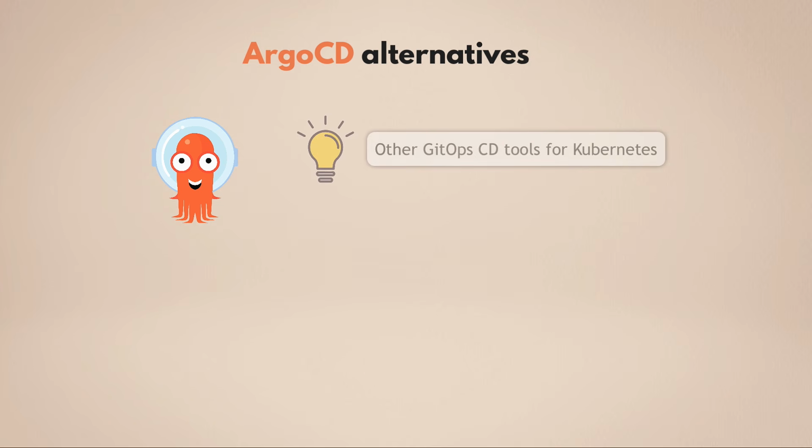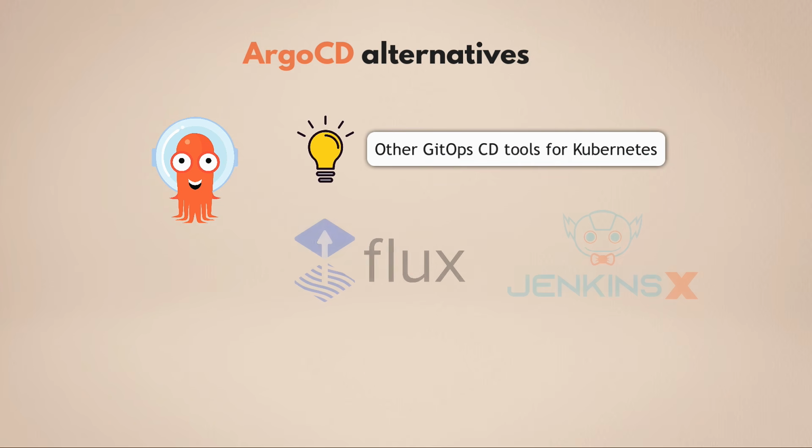Also, ArgoCD is not the only GitOps CD tool for Kubernetes. There are many alternatives already out there, and as the trend emerges and becomes even more popular, probably some more alternatives will be created. And one of the most popular ones right now is Flux CD, which works with and implements the same GitOps principles.